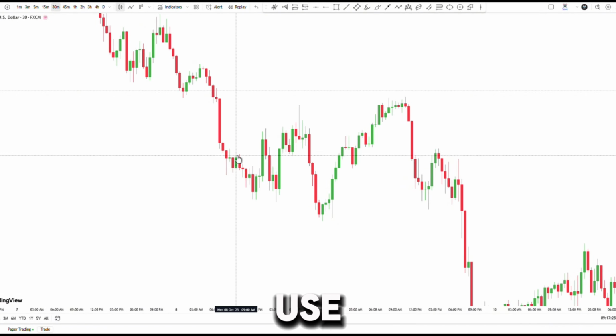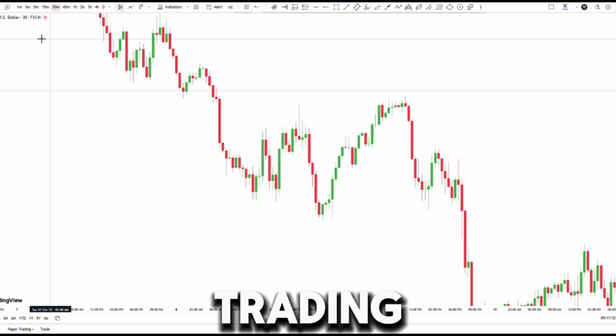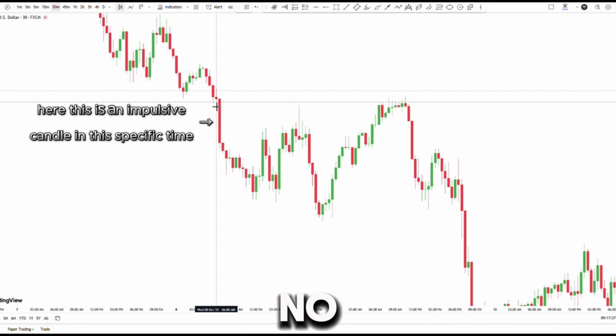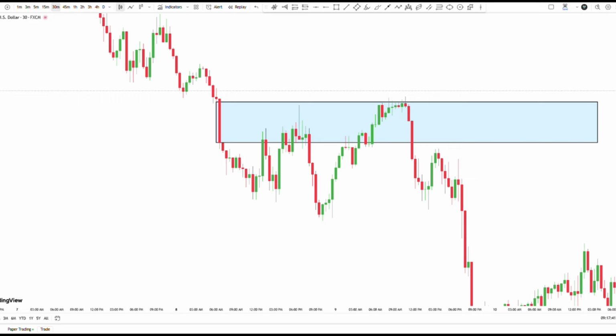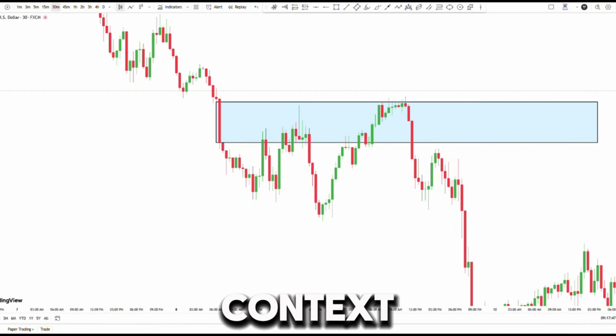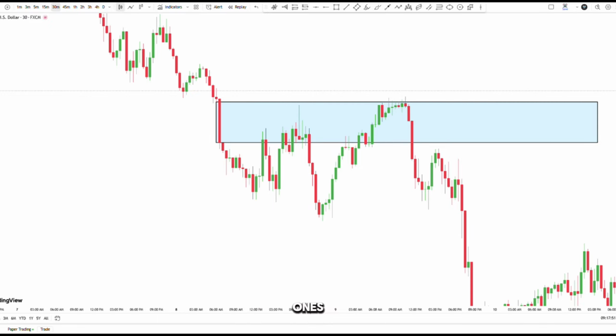How to identify and trade FVGs. Identification tips. Use candlestick charts on any time frame, e.g., 5-minute for day trading, daily for swings. Scan for impulsive candles with no overlap between the first and third candles' extremes. Confirm with volume. High volume on the impulsive candle indicates strong momentum. Context matters. FVGs in trending markets are more reliable than in rangy ones.